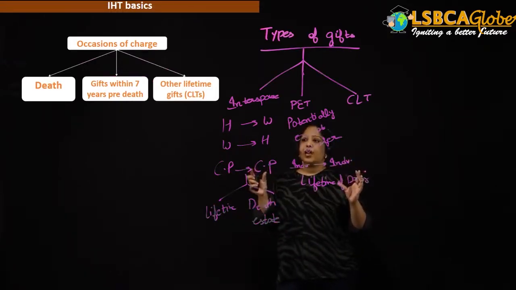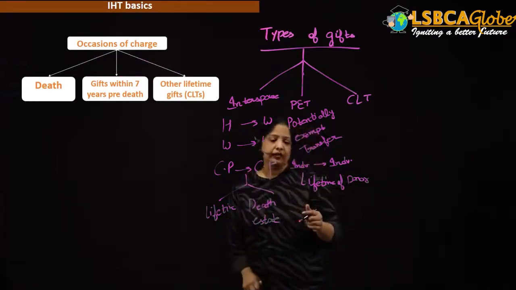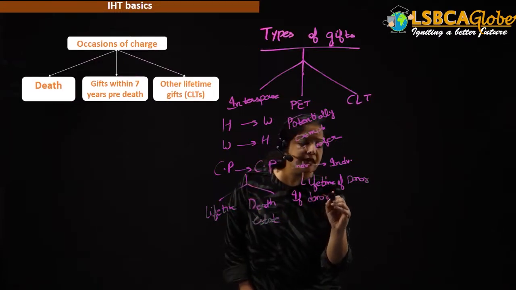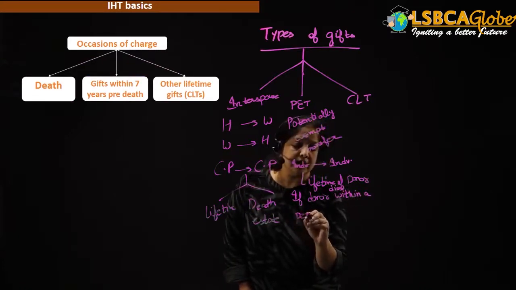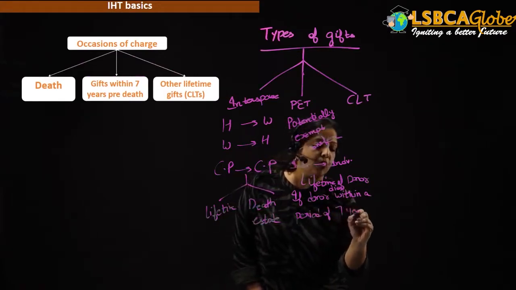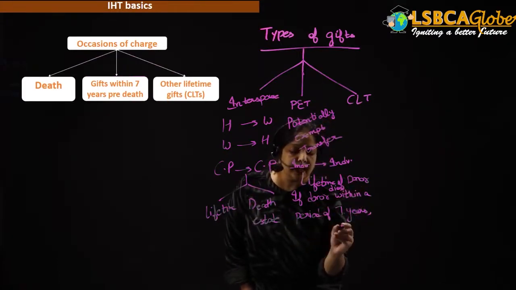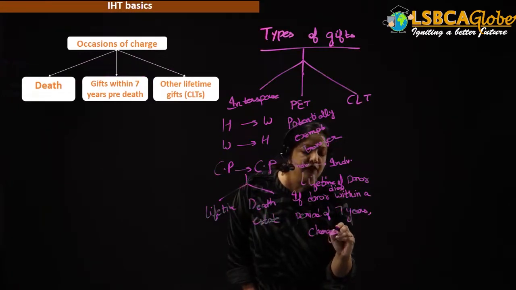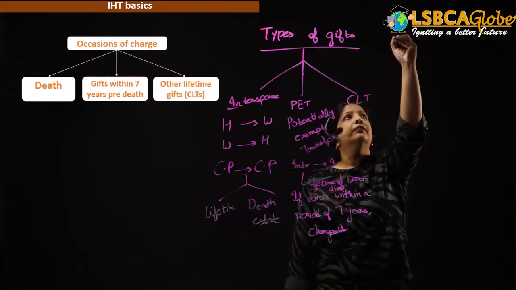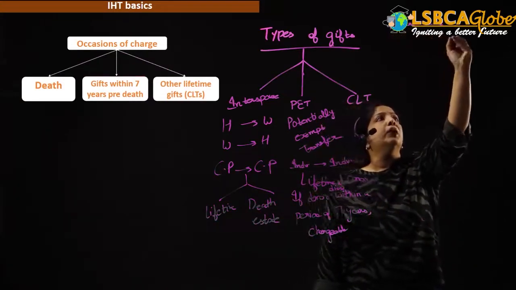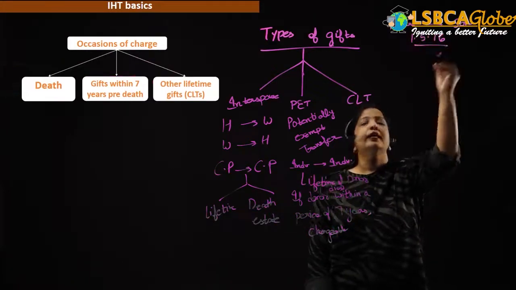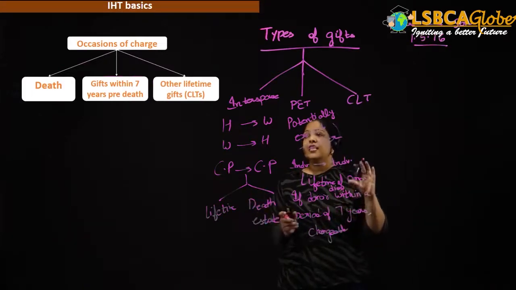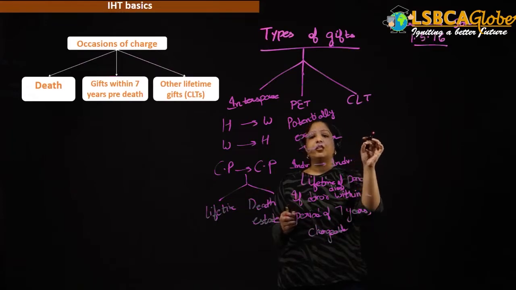So class, if the donor is alive, then the gift is exempt. But if the donor dies within a period of 7 years from the date of making the gift, then the gift is going to be chargeable. I will give you an example. Suppose father gave son a property on 1st May 2016. At the time of gift class, it is exempt because it is a potentially exempt transfer, individual to individual.